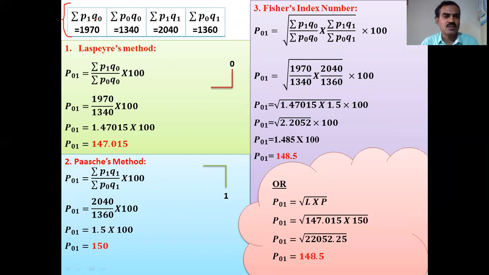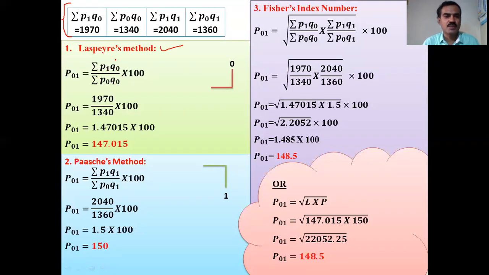So that is sigma P1 Q naught equals 1970, sigma P naught Q naught equals 1340, sigma P1 Q1 equals 2040, sigma P naught Q1 equals 1360. So let us use the Laspeyres method. I discussed the formulas for the different methods in the previous slide. Here the Laspeyres method formula is sigma P1 Q naught divided by sigma P naught Q naught.